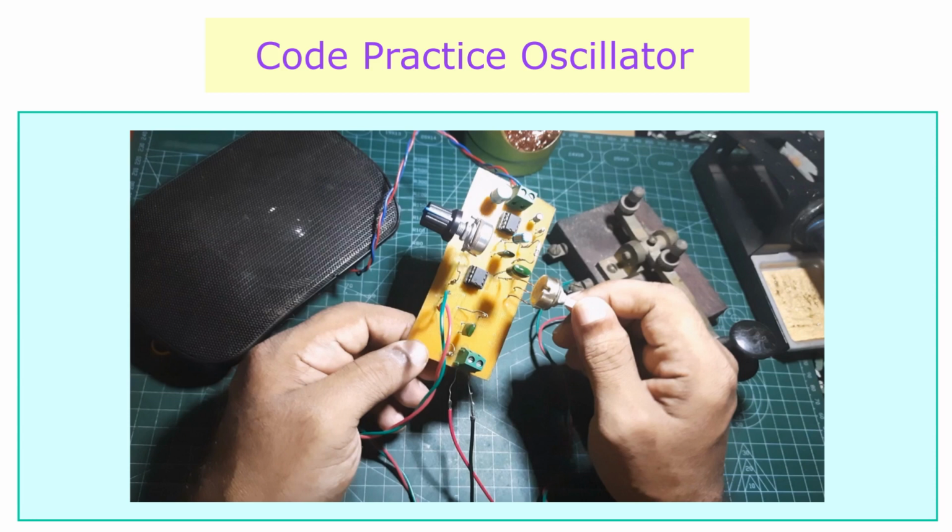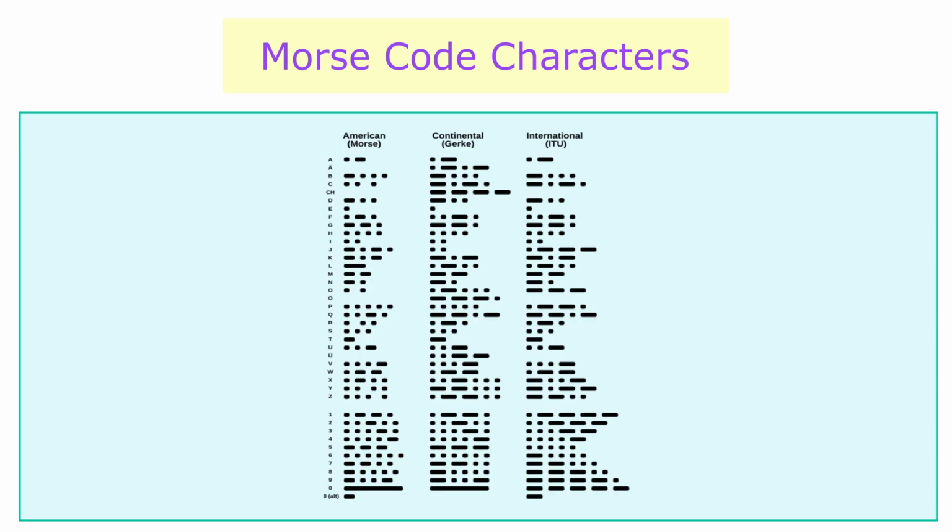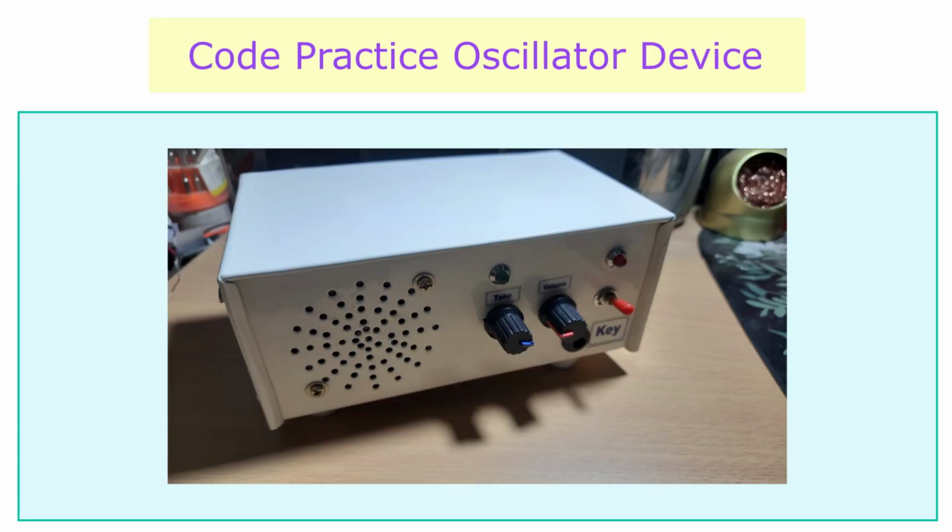It functions by producing an audio tone when the Morse key is pressed. It produces a tone that represents the dots and dashes of the Morse code depending on the length of time the key is pressed. Morse code uses a sequence of dots and dashes to represent a specific alphabet, number, punctuation, or procedural code. The code practice oscillator is widely used by amateur radio enthusiasts to learn Morse code.